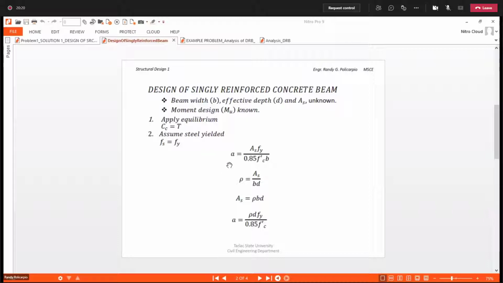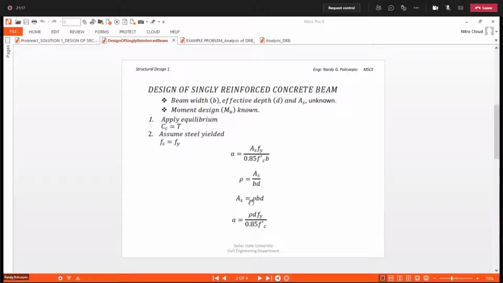So we're going to derive now yung useful formula in the design of singly reinforced beam. Okay, so for the derivation, just like in the analysis, we're going to make use of equilibrium. So we're going to apply equilibrium, then we're going to assume that the steel is yielded. So making use of these useful formulas for the depth of the compression block, then making use of the steel ratio, rho is equal to As over bd, and then if we isolate As here, we have the formula rho bd.